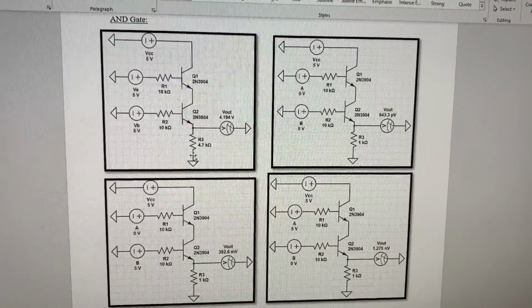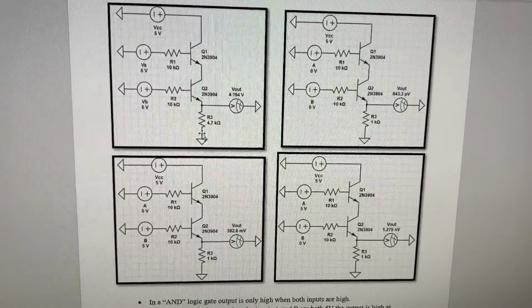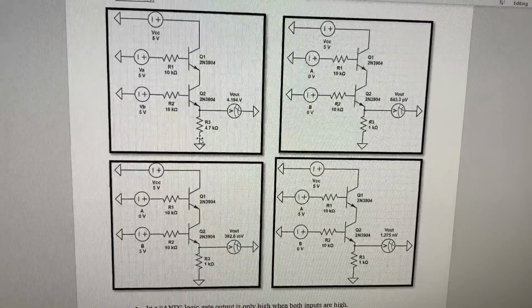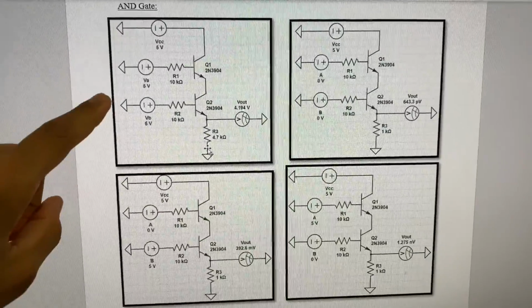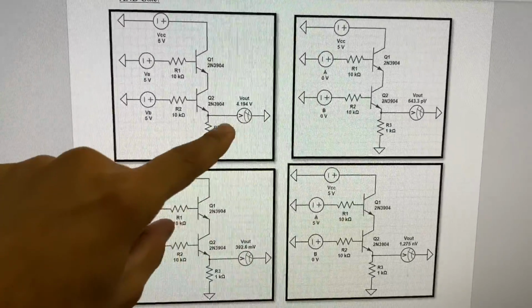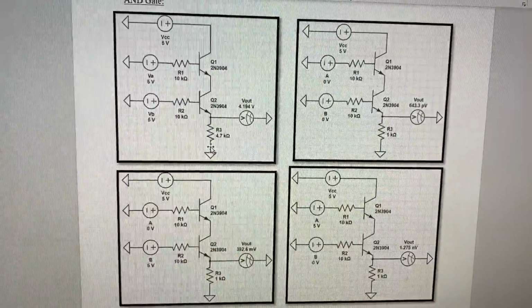Moving on, this is the AND gate for question 2. An AND gate, the output is high only when both inputs are high. So you can see that here both inputs are high and the output is high, but for all the other ones they're really close to 0. That means it's off.